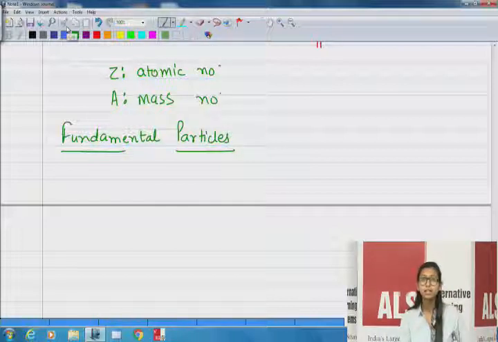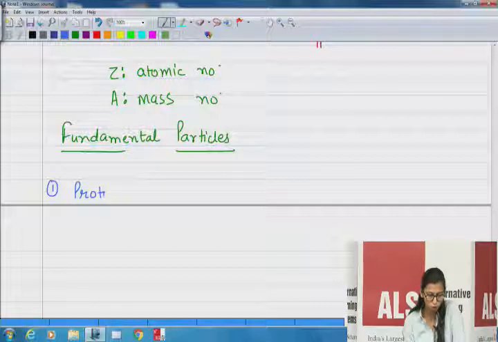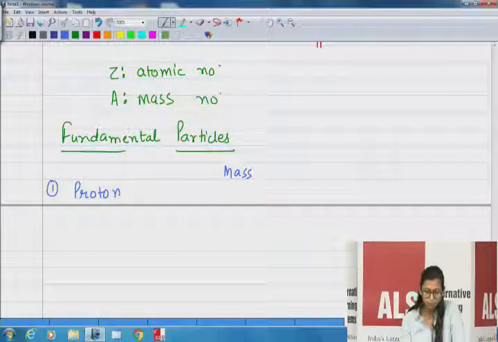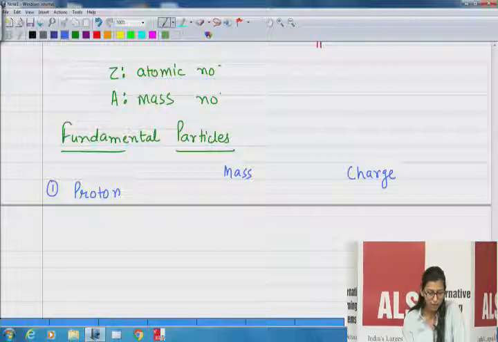Why are we calling protons and electrons the fundamental particles? Because these particles are found in every atom. Now I am writing here about the proton. We will be making a table here, because we will be using these things in different chapters, in the next chapter, atomic structure. So I am writing here mass, and here charge.